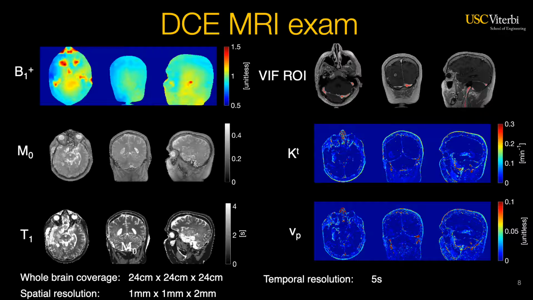All maps are acquired for whole brain coverage with a field of view of 240 by 240 by 240 millimeters and voxel size of 1 millimeter by 1 millimeter by 2 millimeters. While all these maps are static, the temporal resolution of the DCE MRI exam to create the tracer kinetic parameter maps is 5 seconds.